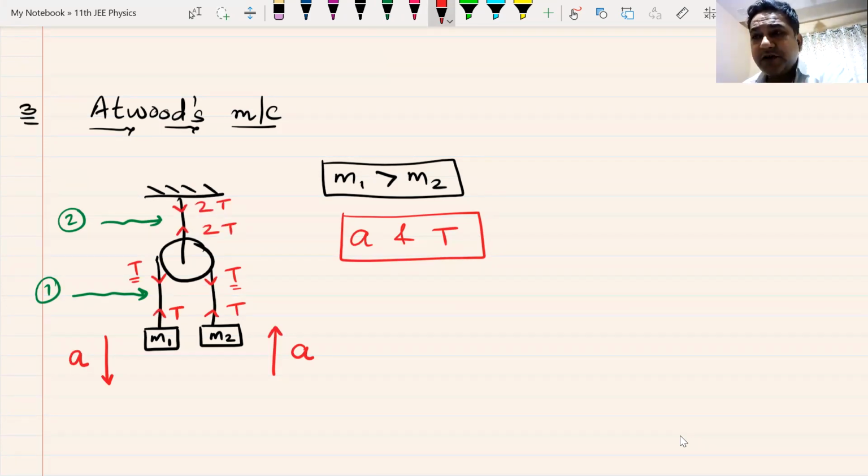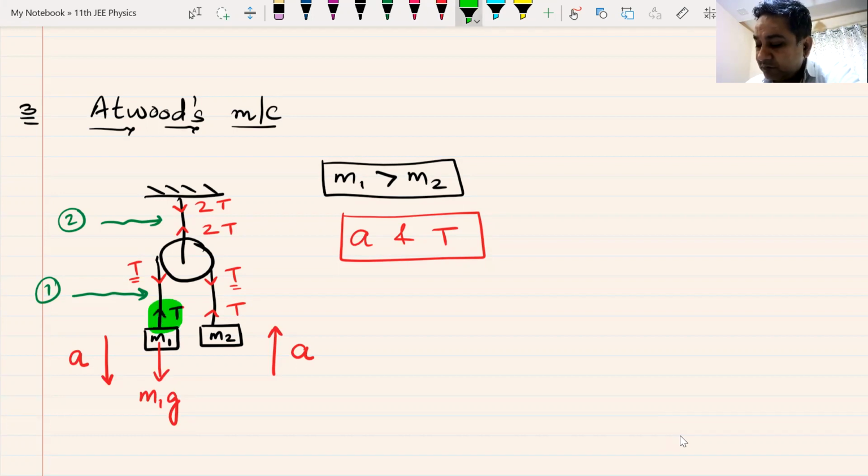Let us come to block number 1. Forces on block number 1. This is M1G downwards. T is upwards. There is no force on the x-axis. Don't need to worry about x-axis. There's only force on the y-axis. And see, we have already drawn that the acceleration is downwards.